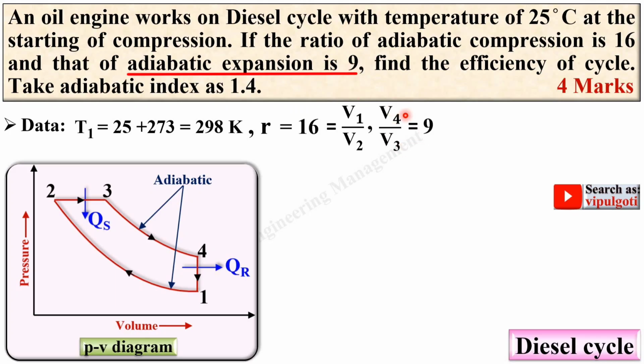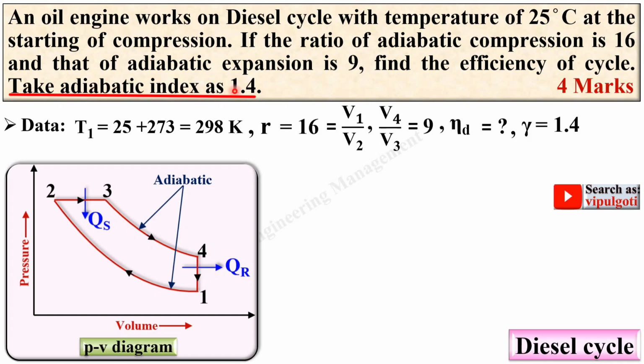My dear friend, keep in mind this is the expansion ratio and this is the compression ratio. From this figure you can understand it is a compression process, so it will be V1 by V2. Here this is the expansion process, so it is V4 by V3. Next, find the efficiency of the cycle. You know that this is the diesel cycle, and the efficiency of the diesel cycle, eta diesel, is equal to question mark.